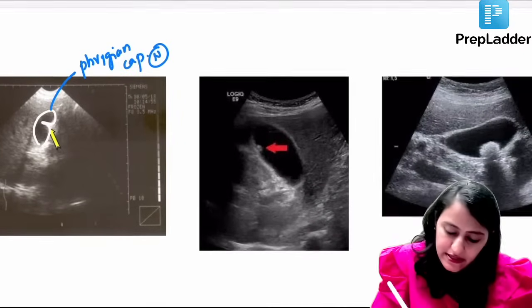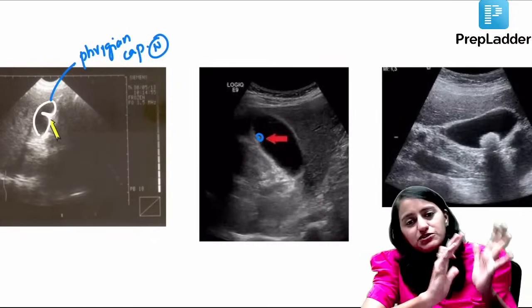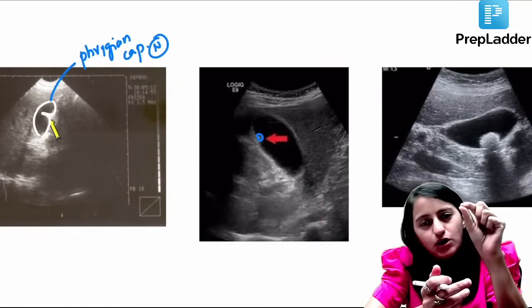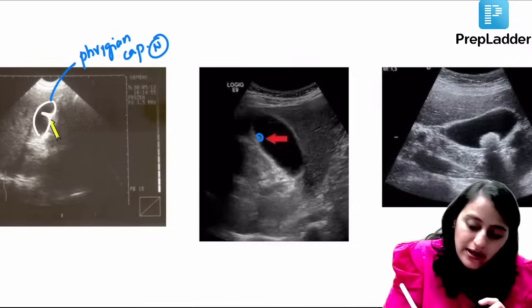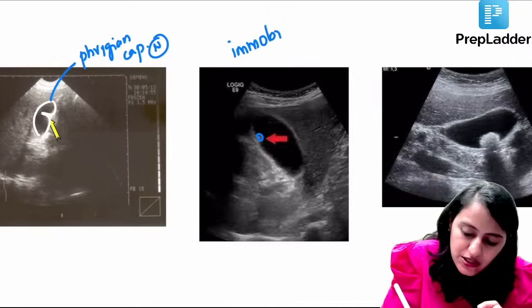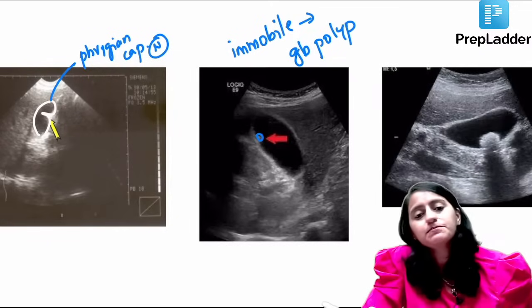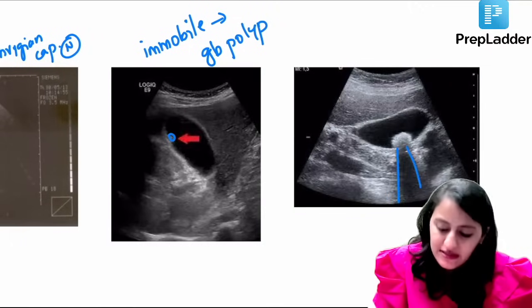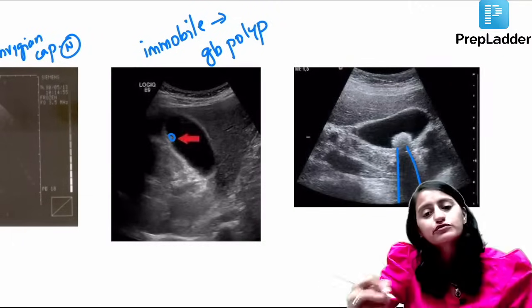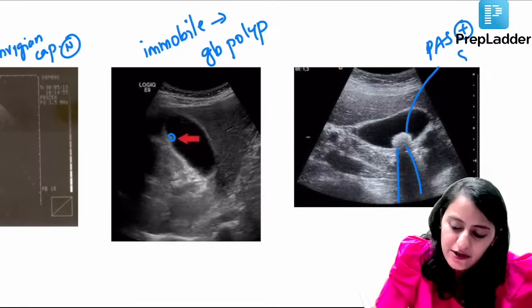What is the next one here in the gallbladder? There's a small white area. You ask the patient to turn to left side. The small white area stays at its place. It does not move. So immobile, it is stuck to the gallbladder wall. That is going to be gallbladder polyp, right? There is no shadowing there. That's a polyp. This one which is showing the shadowing, you ask the patient to move and the stone also moves. This is posterior acoustic shadowing present.